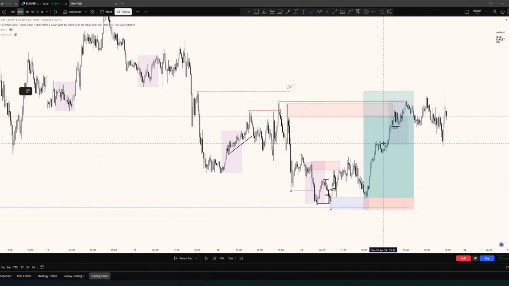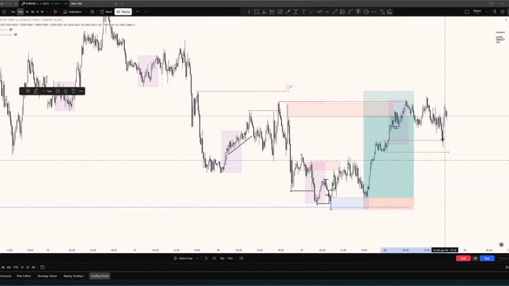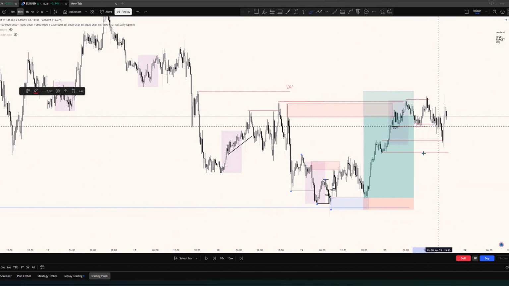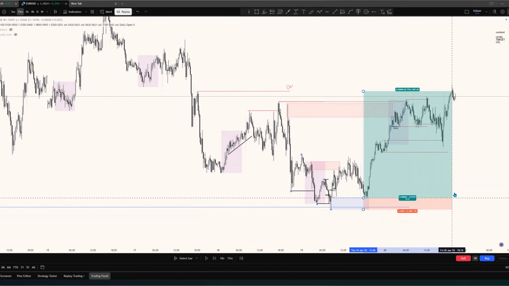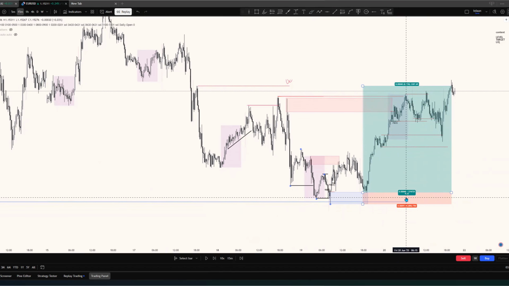As you can see, price just consolidating, mitigating this random demand, breaking up, down, and eventually ended up with a nice TP. It was a 1 to 9.